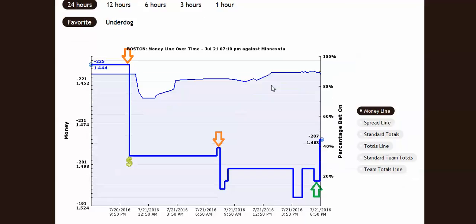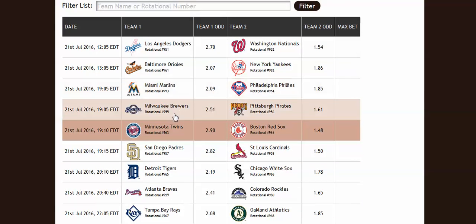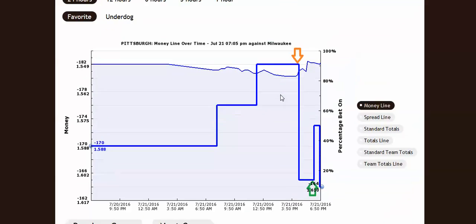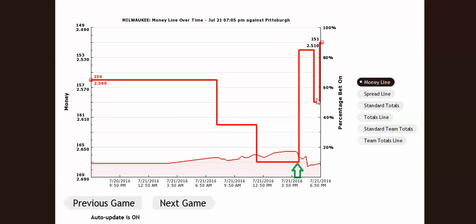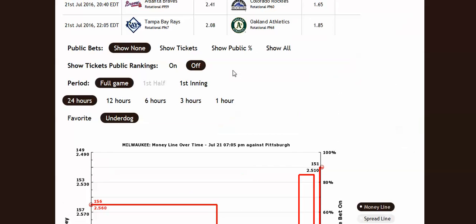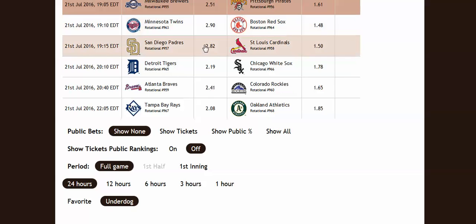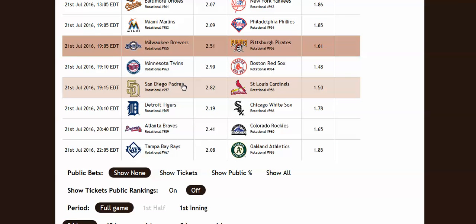The other one, the Milwaukee one, looked a little better as far as just the way the line looks in favor of Milwaukee. See, it shot up. It tried to adjust down a little bit, but it shot back again. It's still holding tight. So right now, if you made me pick between Milwaukee and the Twins, I would probably take Milwaukee just based on this, even though you need to factor more into your decisions than just this tool. Okay, Padres and Cardinals.